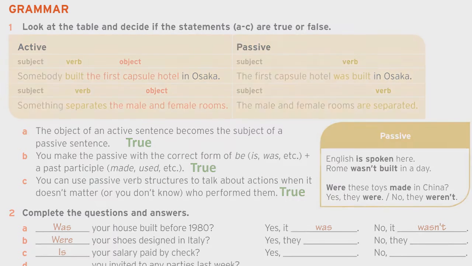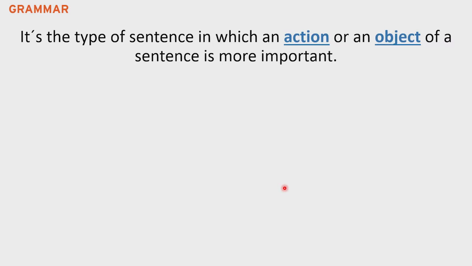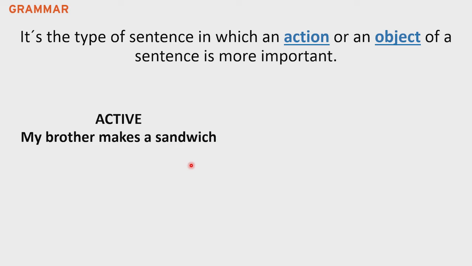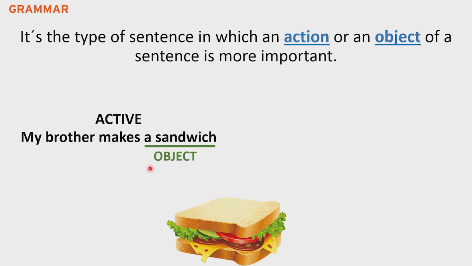Now, let's give an explanation to the topic. Here it says that passive is the type of sentence in which an action or an object of a sentence is more important. Okay, so the subject is not very important. The person who does the action is not very important. For example, here we have this sentence, my brother makes a sandwich. This is an active sentence. And the object of this sentence, as you can see, is a sandwich. Okay, this is the object.